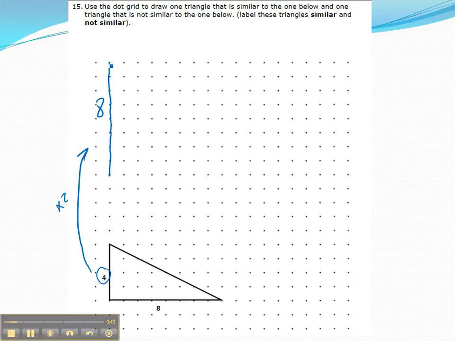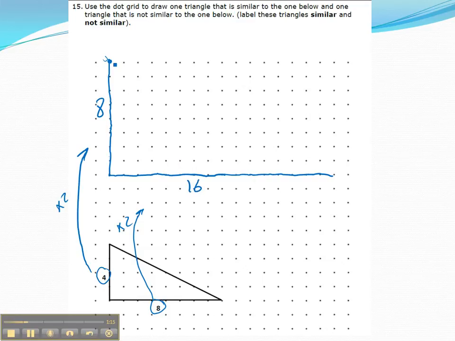If these were inches, we would start with this dot, and that would be 0. And we count 1, 2, 3, 4, 5, 6, 7, 8 inches. Okay, this base times 2 also. So times 2, a scale factor of 2, we're going to get a base of 16. 1, 2, 3, 4, 5, 6, 7, 8, 9, 10, 11, 12, 13, 14, 15, 16. So this base is 16, scale factor of 2.